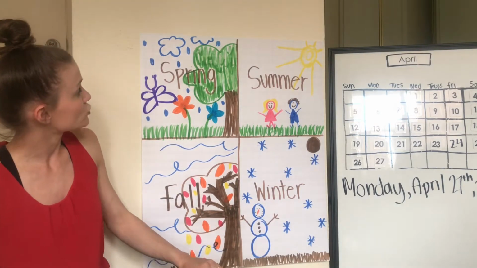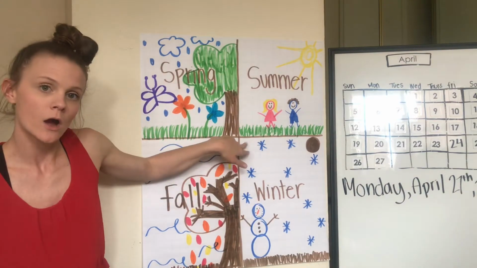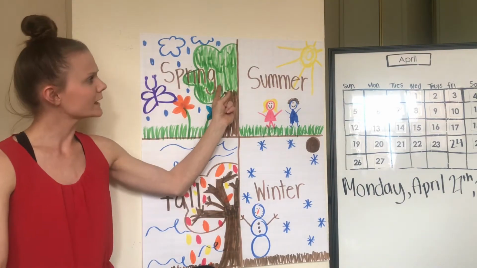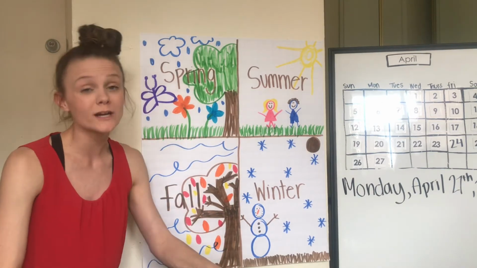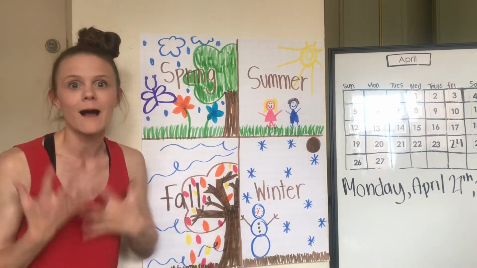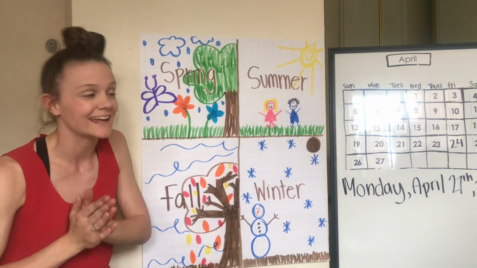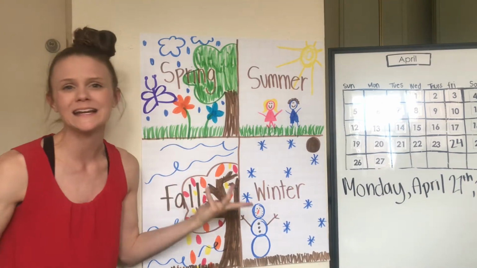So for instance, I drew a tree. What do you notice about that tree? Is it green or is it brown? It's green, that's right, because in the springtime, all the leaves start to come back. They start to turn green again. So this tree is full of pretty green leaves.